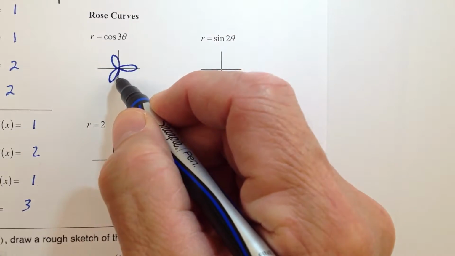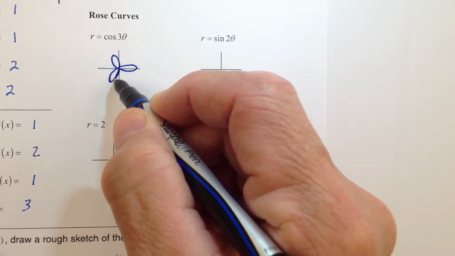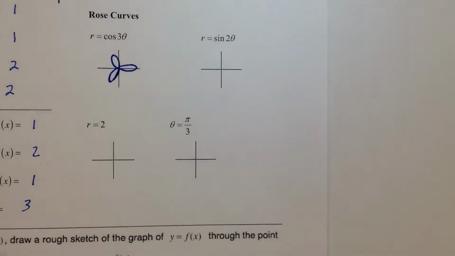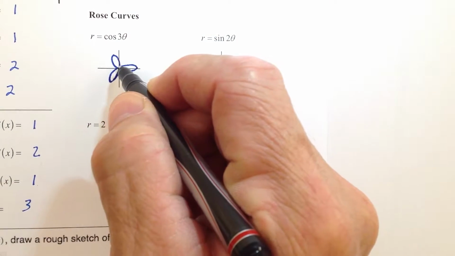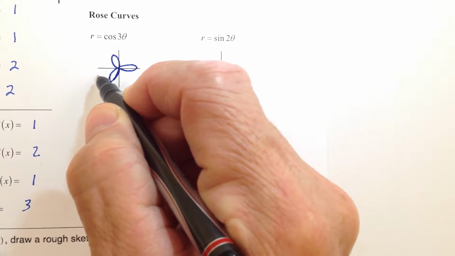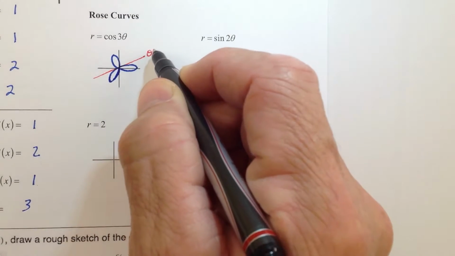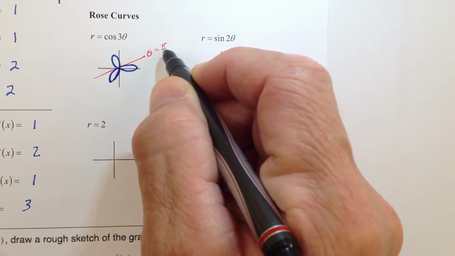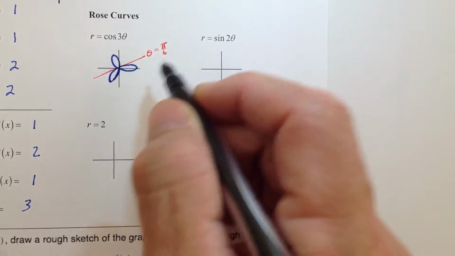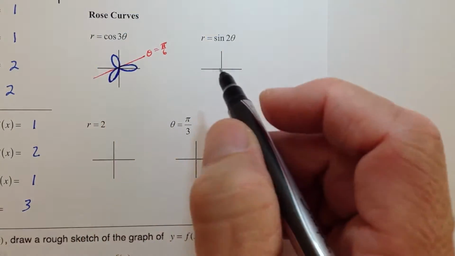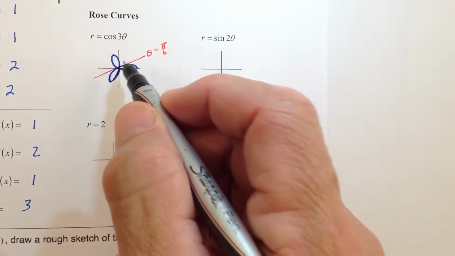Really, it should be... Add a little something to this. The line, this will be really helpful to you later on, but the line theta equals pi over 6 is tangent to this graph. Okay, right there at the pole.